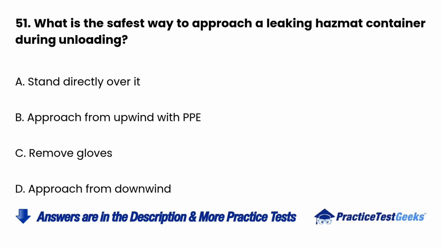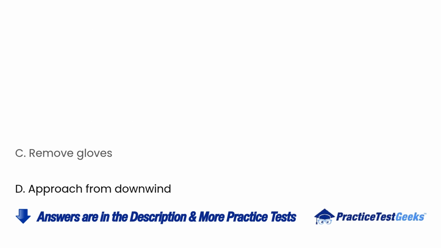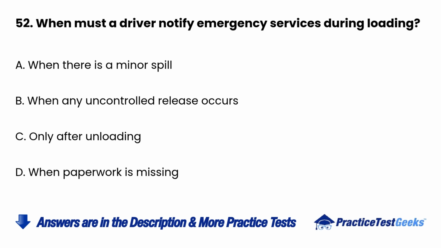51. What is the safest way to approach a leaking hazmat container during unloading? A. Stand directly over it. B. Approach from upwind with PPE. C. Remove gloves. D. Approach from downwind. 52. When must a driver notify emergency services during loading? A. When there is a minor spill. B. When any uncontrolled release occurs. C. Only after unloading. D. When paperwork is missing.